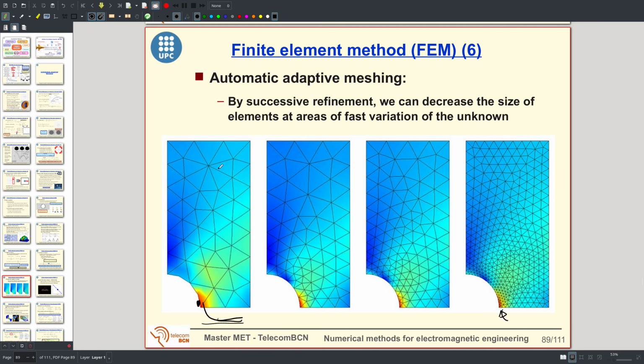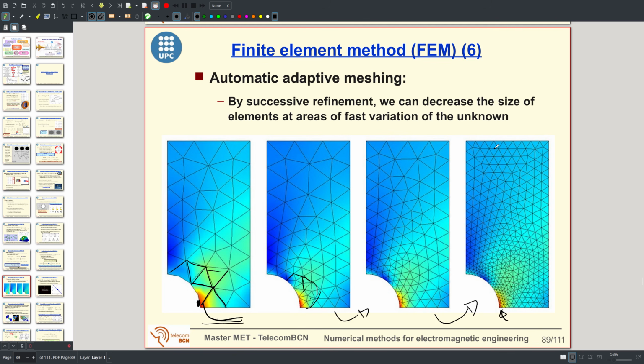There are formulations of finite elements that identify the elements where the variation of the function is larger, and then they divide these elements into smaller ones, and then you can do this recursively several times, and at the end you get a very fine mesh where you really need it, and larger elements where you don't really need that much variation, and it's very convenient in many fields of engineering.